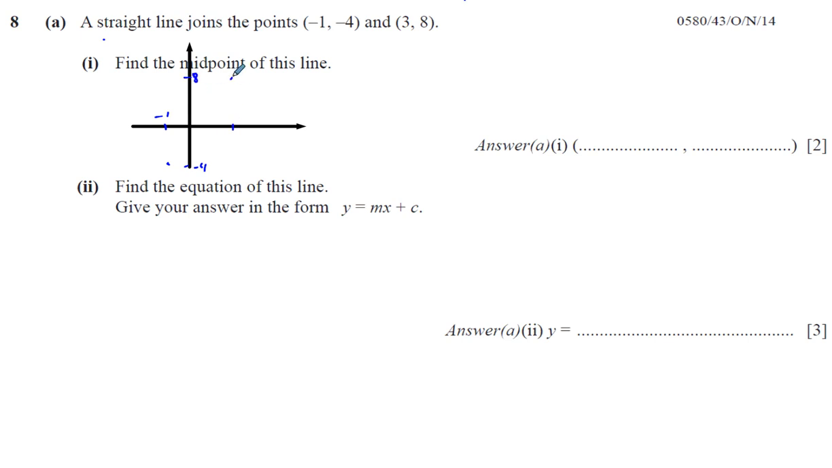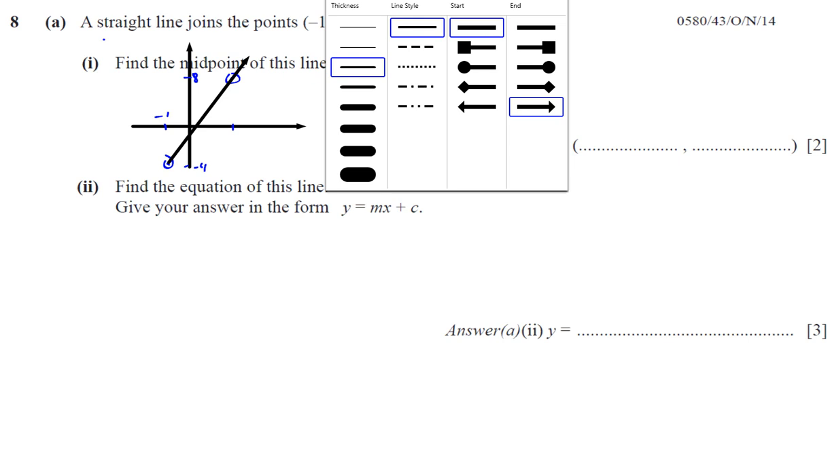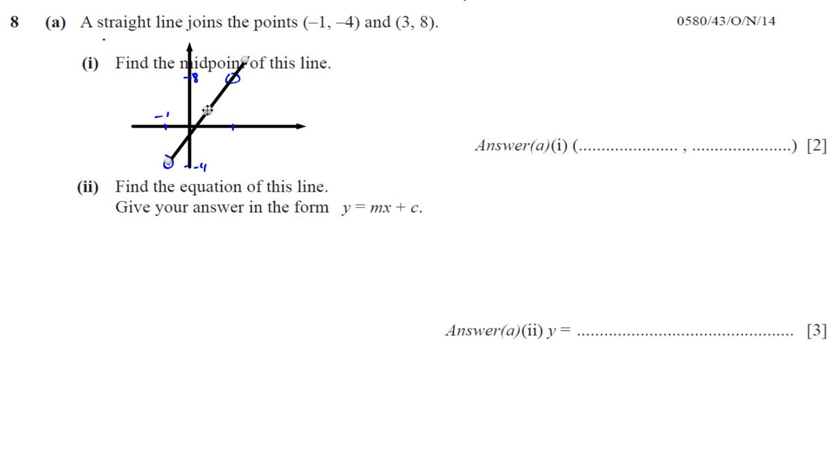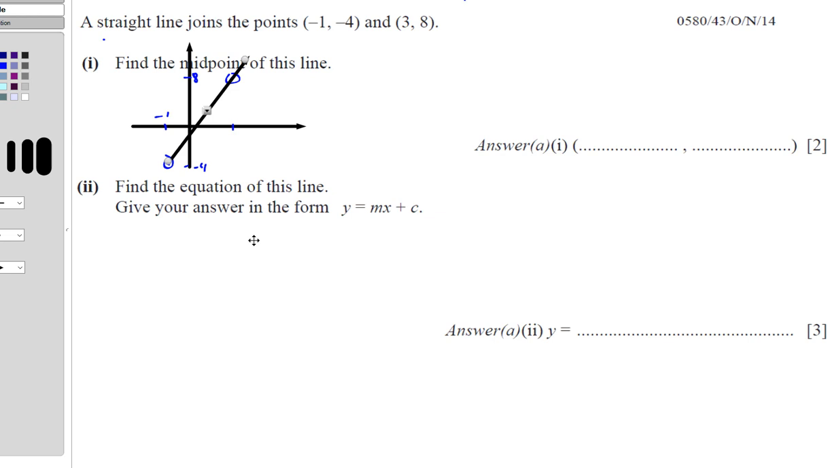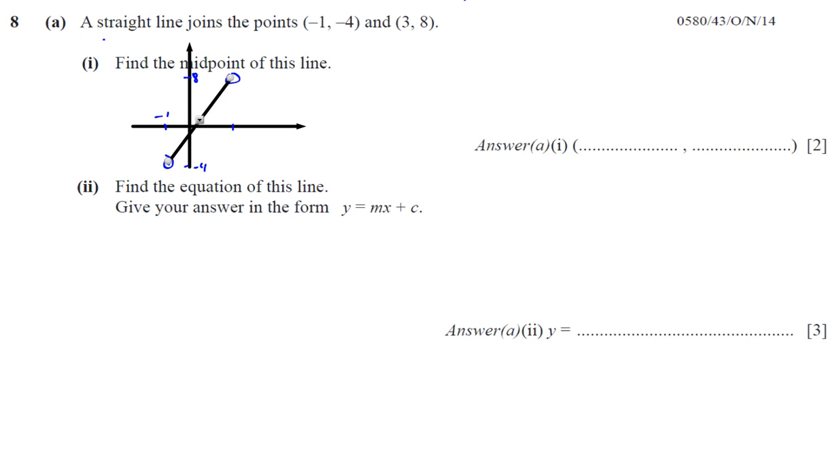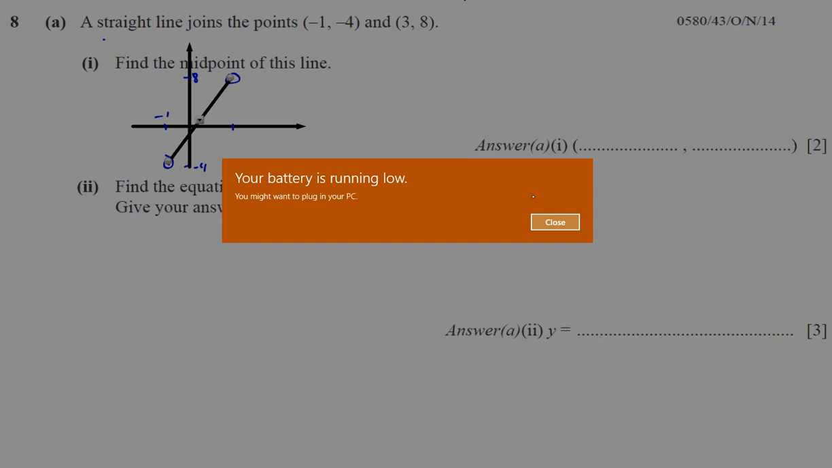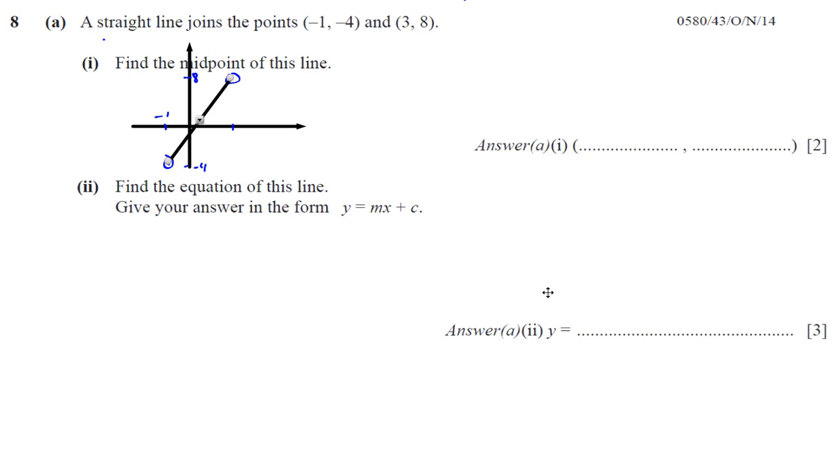So let's say 3, 8 is about here. You have these 2 points, which we join together with a straight line. That is the line that goes through these 2 points. So I'll just draw the line segment as it is here. Now, what we're trying to do here is to find the midpoint between these 2 points.